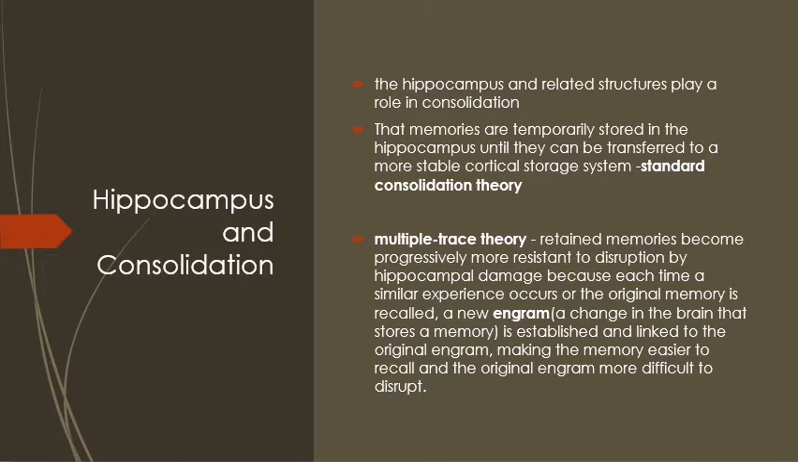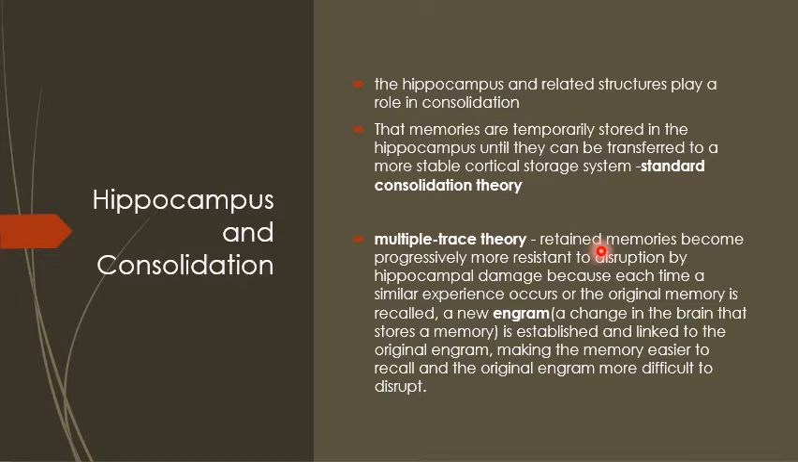The hippocampus and some related structures play a role in memory consolidation, so that memories are temporarily stored in the hippocampus until they can be transferred to a more stable cortical storage system. We call this the standard consolidation theory. And multiple trace theory, so these are theories now of memory consolidation.